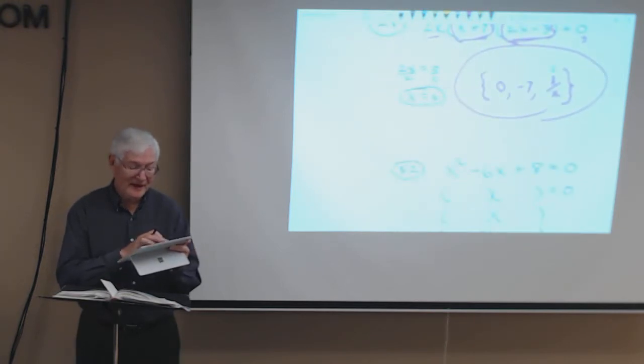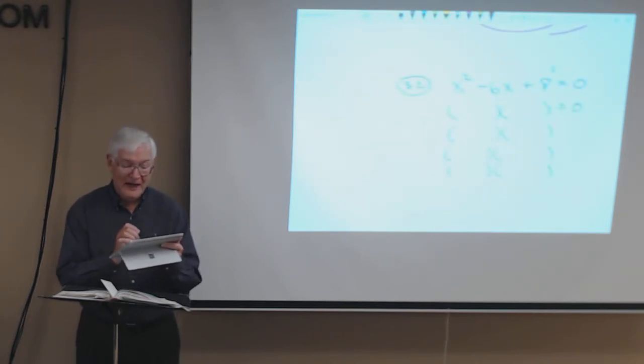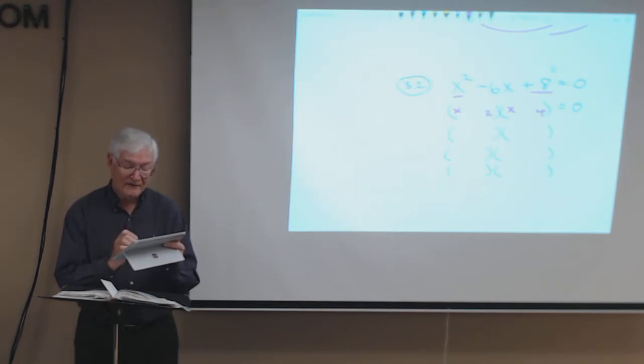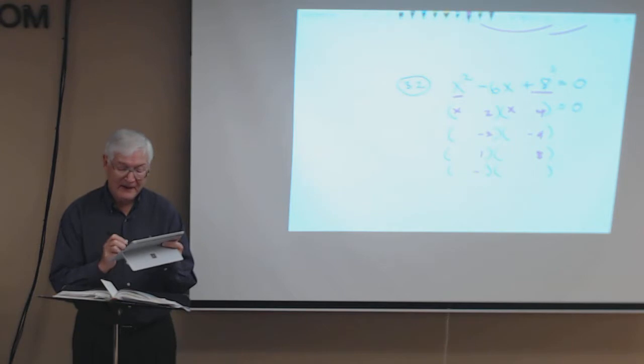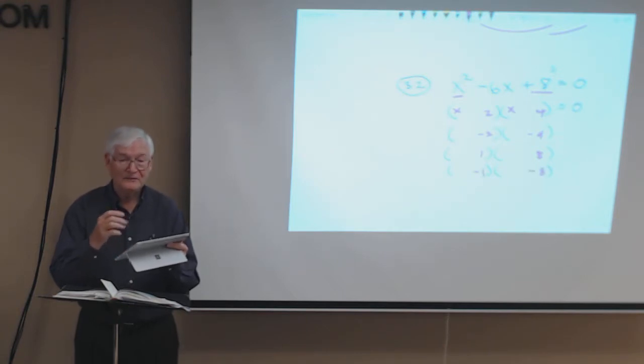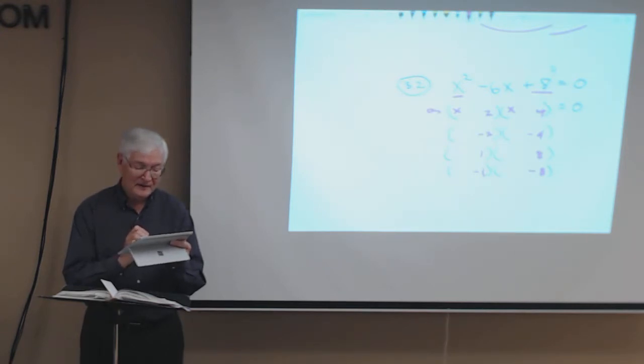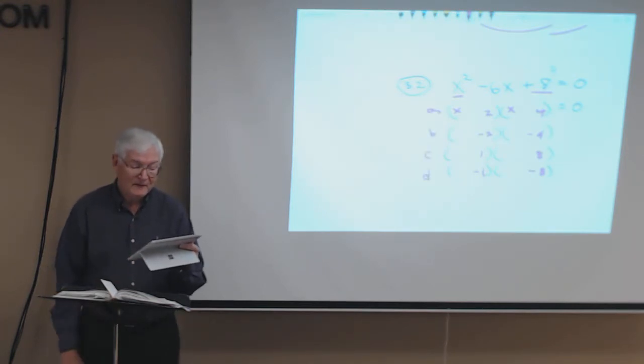32. Finally, they gave us one where they didn't factor it, so we have to. How do you get the first term? X and x. How do you get the last term? Well, it could be 2 and 4, negative 2 and negative 4, or 1 and 8, or negative 1 and negative 8. You follow how I'm putting all the possibilities down there? Now, here's A, B, C, and D. Pick one. Which one do you want to try first?